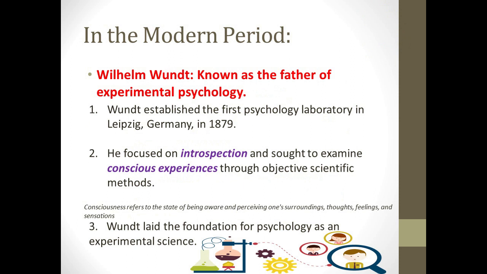Okay, now we came to Wilhelm Wundt, known as the father of experimental psychology. Why is he referred to as the father of experimental psychology? A psychological laboratory was established by him in 1879 in Leipzig, Germany. So he focused on introspection and sought to examine conscious experiences through objective scientific methods. So he laid the foundation for experimental science. Here we say consciousness. Consciousness refers to the state of being aware and perceiving one's surroundings, thoughts, feelings, and sensations.